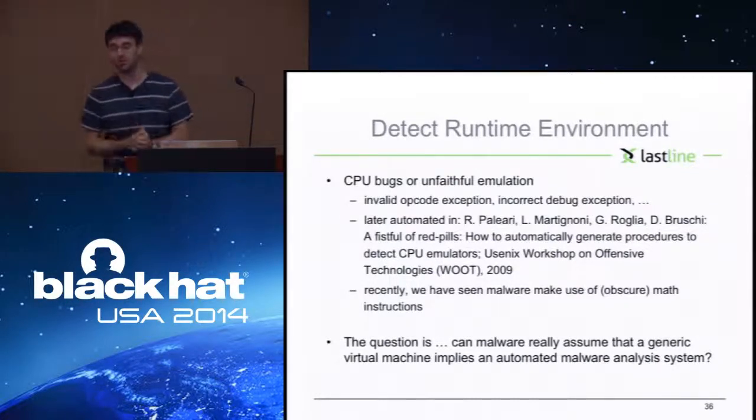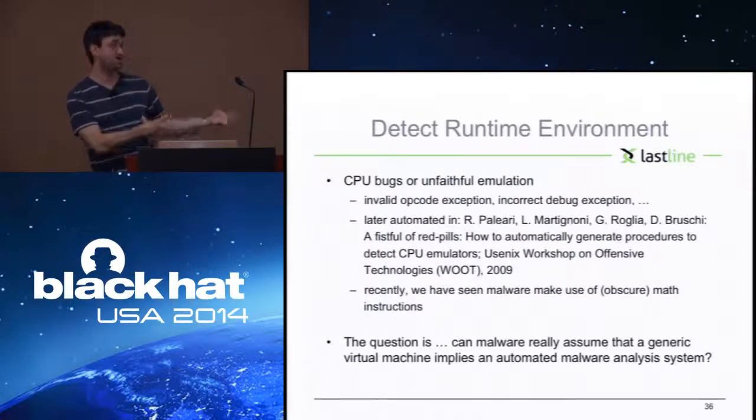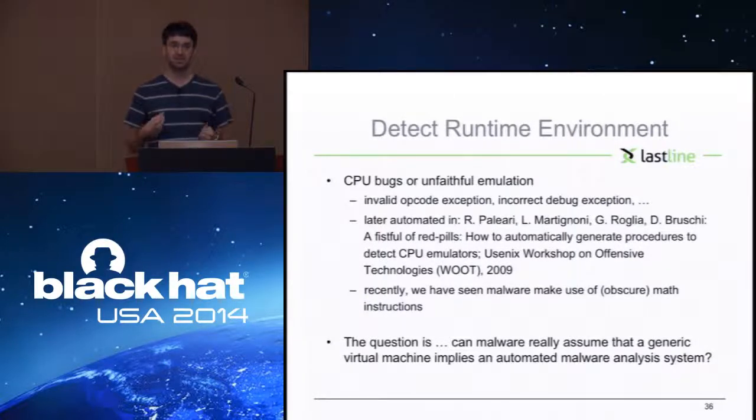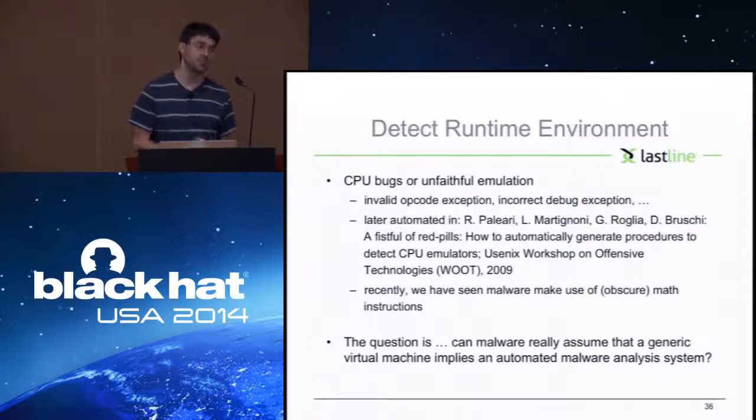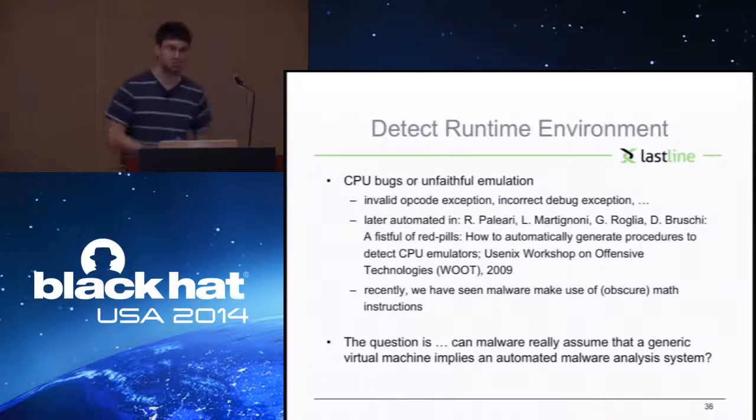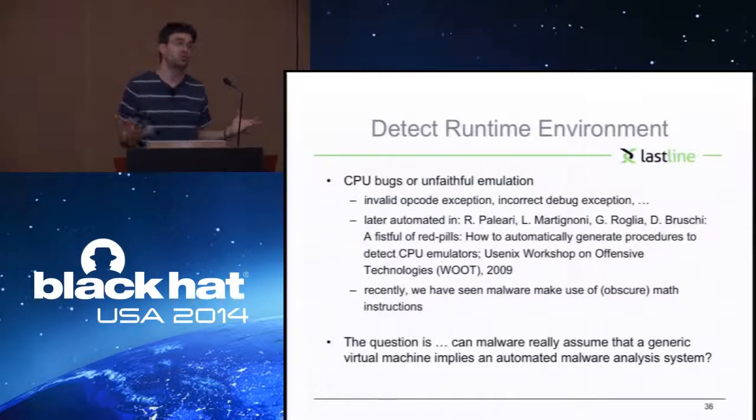Or unfaithful emulation: an emulator is a software piece that tries to implement the functionality of hardware, like the CPU, and sometimes there are slight differences or bugs that can be detected. There's a nice paper on how to automatically detect these differences. And recently we've seen a lot of malware using more obscure math operations or floating point operations in the hope that the emulator doesn't support them. If it doesn't, then you know that you're not running a real system but an emulator.